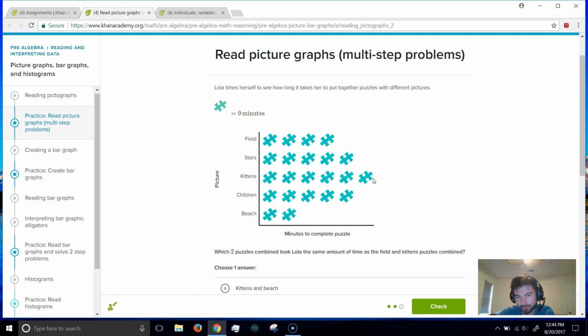Because I just rearrange this puzzle piece and combine it with the fields, so that creates 1, 2, 3, 4, 5, 6, 7, 8, 9, 10. So 10 of these, so 90 minutes total, I guess. And then these are another 10. So it's got to be the stars and children. I hope that makes sense. It's kind of a weird question.